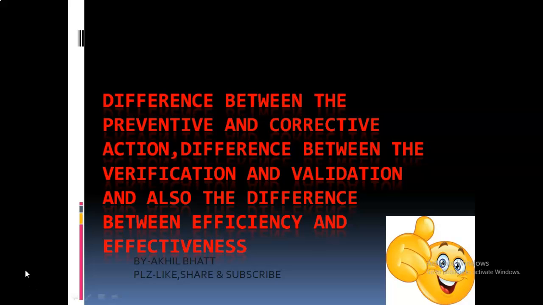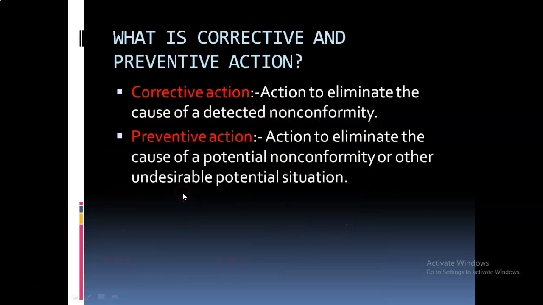So let's start. Okay. What is corrective and preventive action? Corrective action is to eliminate the cause of a detected non-conformity. Means in corrective action we identify the root cause according to the different non-conformity or different NCs. NCs can be system NC, product NC, process NC, and according to the different NC we modify our system, process, and product so as to eliminate the root cause.